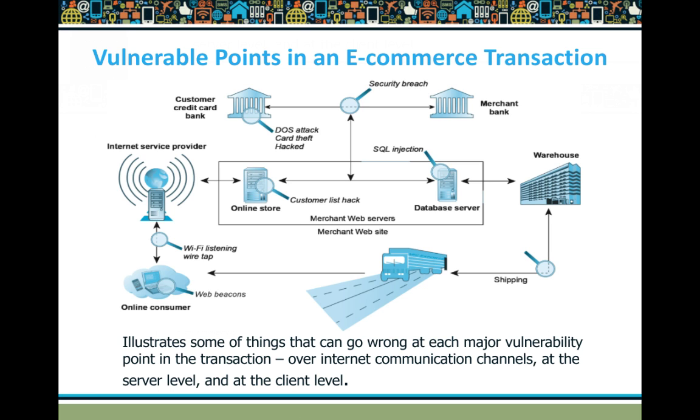Merchant's bank, we can have DDoS, that is a denial of service attack, can happen, wherein the merchant is from the consumer's bank.